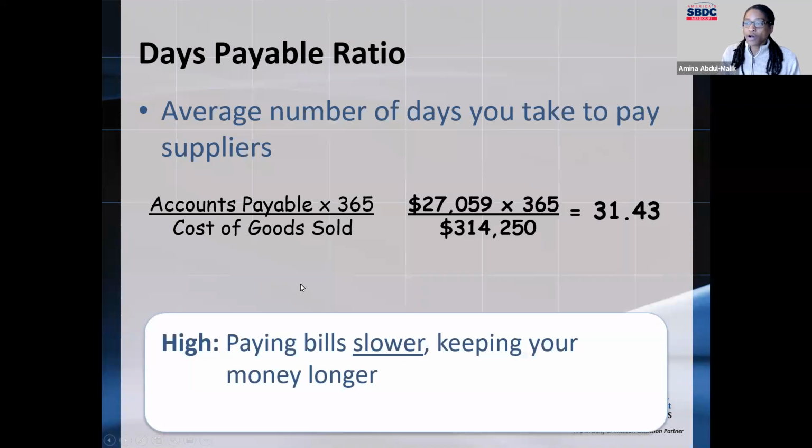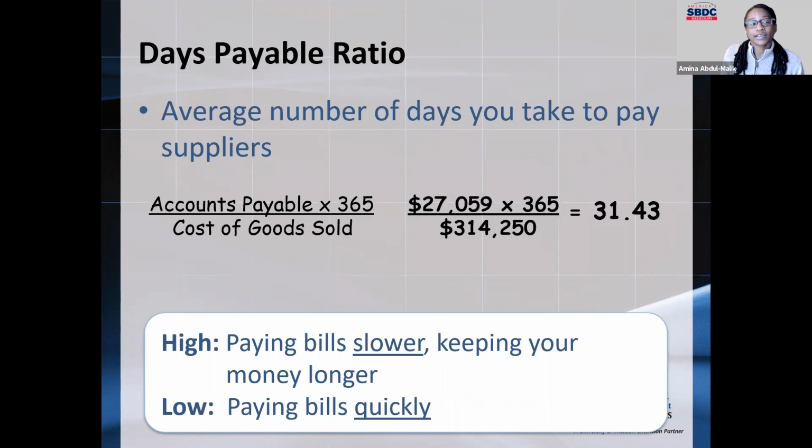And then we also have the days payable. Lenders also like to look at this. It shows essentially how quickly you're able to pay off your debt. And it takes the opposite of the accounts receivable. It takes the accounts payable, divides that by the cost of goods sold, and essentially tells how many days it takes you on average to pay your suppliers.